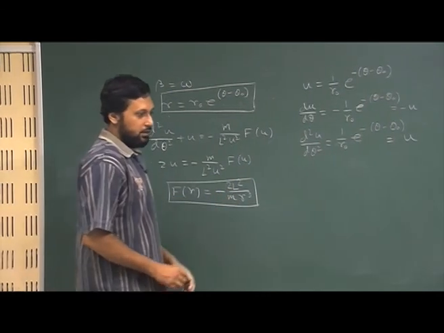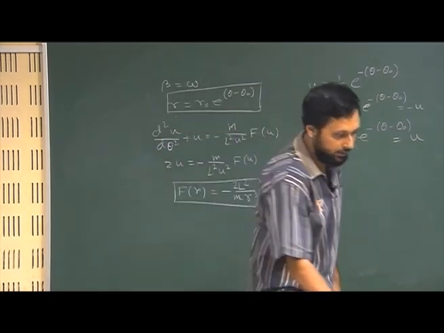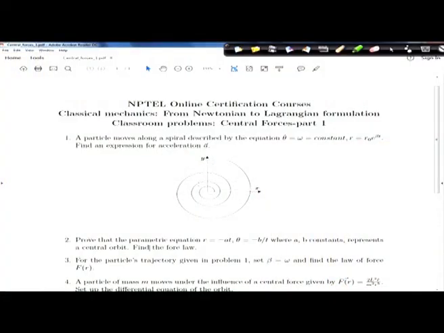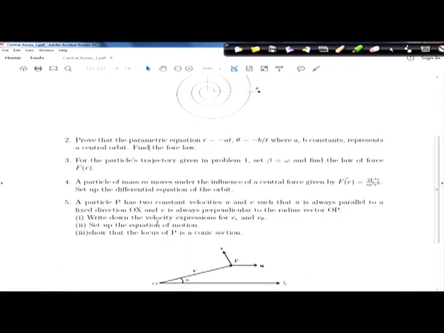Just for your curiosity, the particular type of spiral which is described in this problem, when beta is equal to omega, is called a logarithmic spiral, and this is a very interesting trajectory. We probably will come back to it and do some more problems. Now, let us move to the fourth problem.